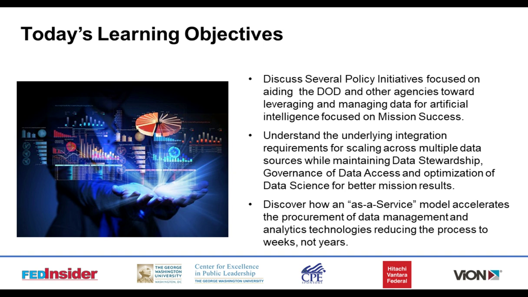Then talking about, okay, what's the how, right? How do we do that? What are some real world examples? And then lastly, what are some of the buying strategies that can help us get those technologies and capabilities supporting the mission set or supporting the business in the way that the agency requires.